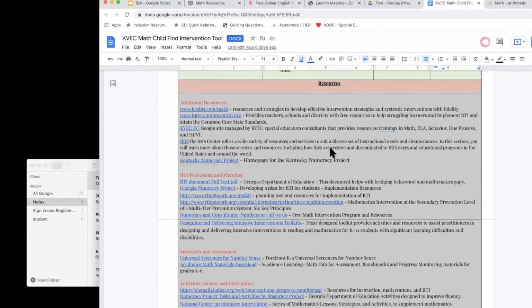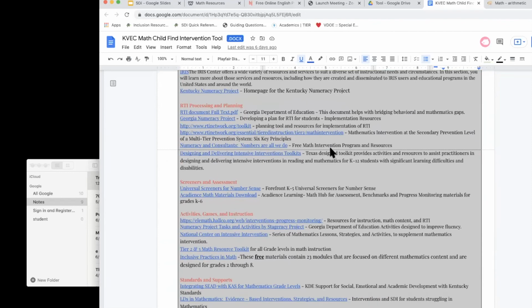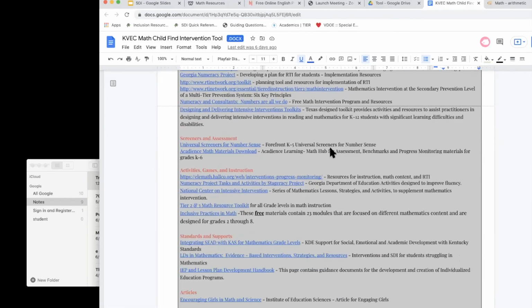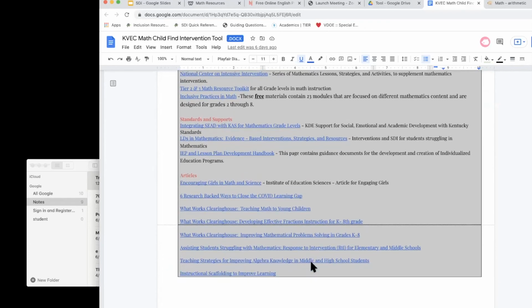Another thing that you may want to look at is the resources that are provided here. I recommend, if you're dealing with fractions, and we all deal with fractions, go down to the part where it says articles, and there's a part down here where it says What Works Clearinghouse. They have some great articles, and if you have not used them, please use them. What Works Clearinghouse has an article called Developing Effective Fraction Instruction for K through 8. It is extremely valuable. It's got some great resources inside of that article, and I highly recommend it. So keep that in mind.